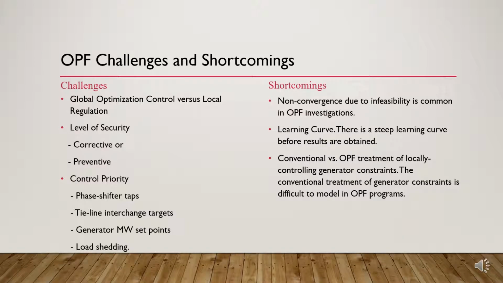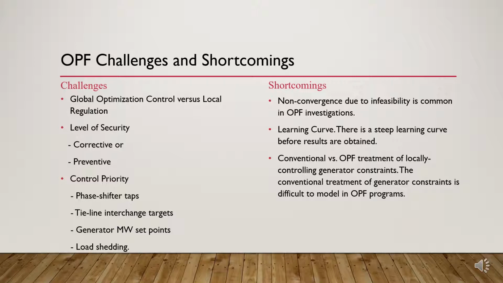In this last slide, we will be discussing the challenges and shortcomings of OPF. The first one is global optimization control versus local regulation control. It is important to distinguish between global optimization control and local regulation control. Once the concept is grasped, it will end many hours of hard searching to comprehend why an OPF appears not performing what one expects it to be.